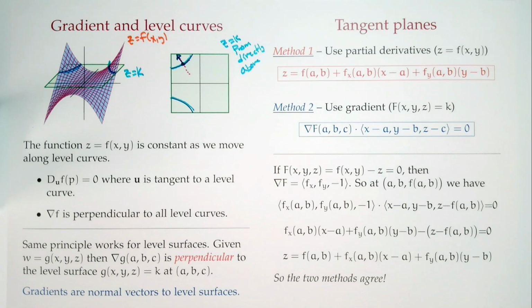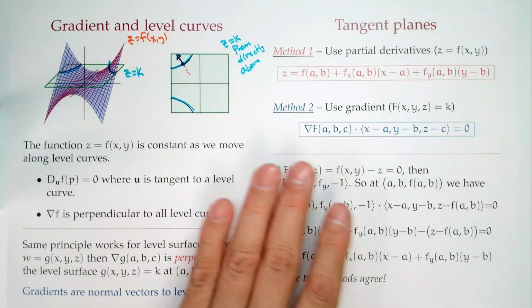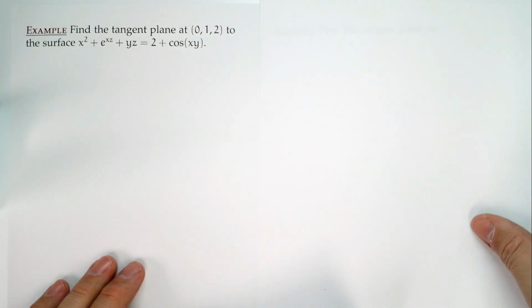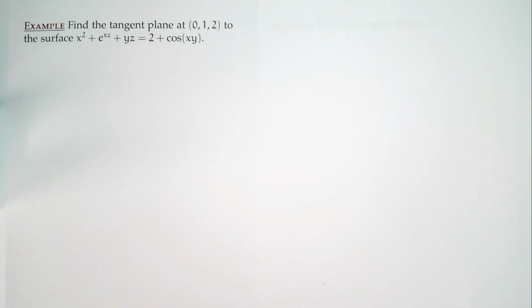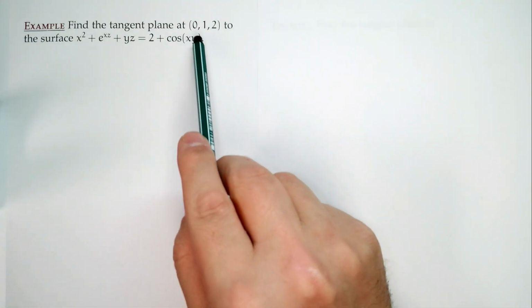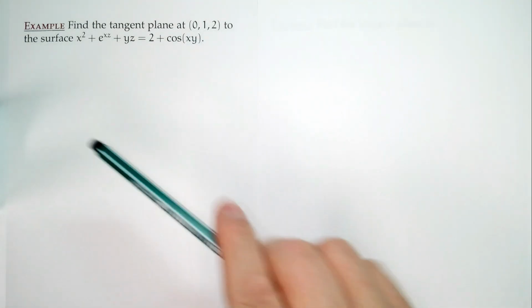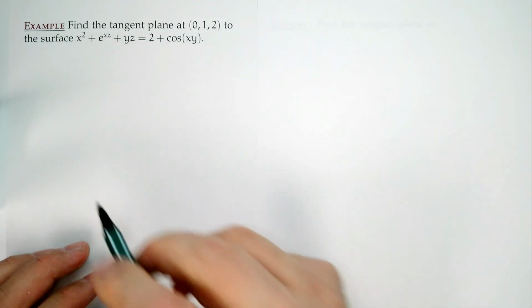All right, so let's do an example. Find the tangent plane at the point 0, 1, 2 to the surface x squared plus e to the xz plus yz equals 2 plus cosine of xy. Now, it doesn't ask us to do this, but one thing we should do as a sanity check is ask the question, is the point 0, 1, 2 on this surface? Let's just check that really quick.